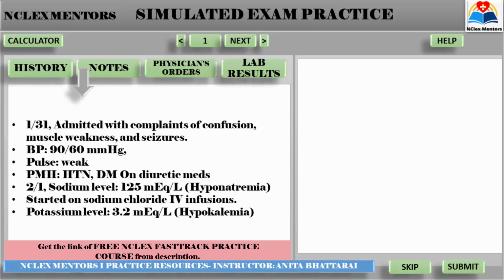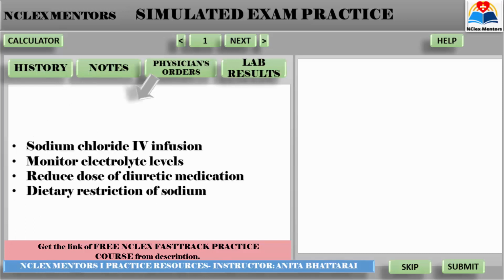Nurse's note states that on Jan 31, admitted with complaints of confusion, muscle weakness, and seizures. BP is 90/60 mmHg, pulse weak, history of hypertension and diabetes mellitus, and is on diuretic medicine. On Feb 1, the sodium level is 125 milliequivalent per liter. Started on sodium chloride IV infusions. Potassium level is 3.2 milliequivalent per liter.